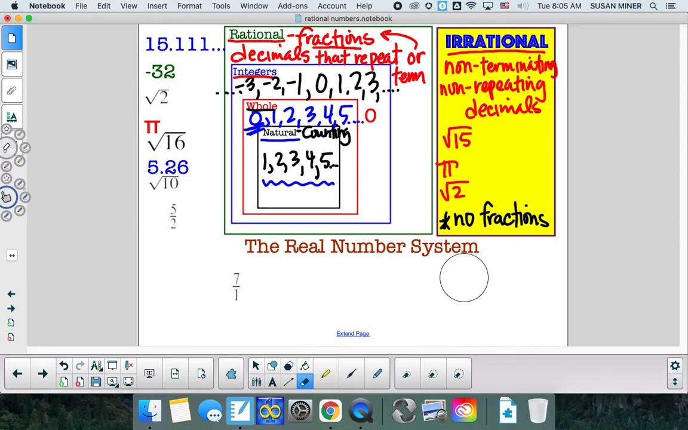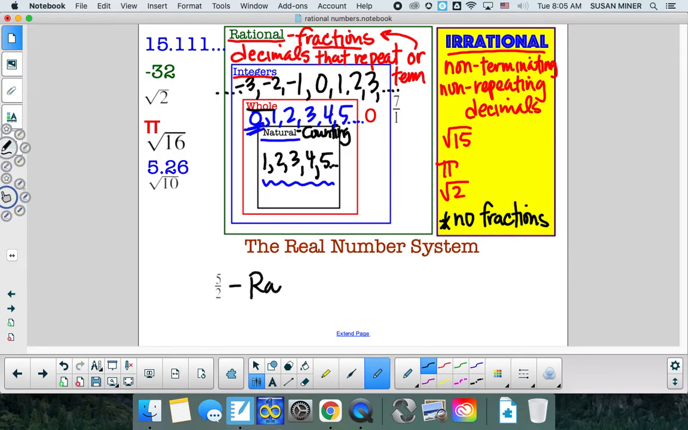All right, let's try again. Let's do some more classifying. We're going to put that over here in our rational numbers box. 5/2. Again, it's a fraction. Any fraction is rational. Now, is it a natural number, a counting number? No, it's not that. Is it a whole number? No, it's not that. Is it an integer? Nope, it's not an integer. So the only group that 5/2 belongs to is the rational numbers group.